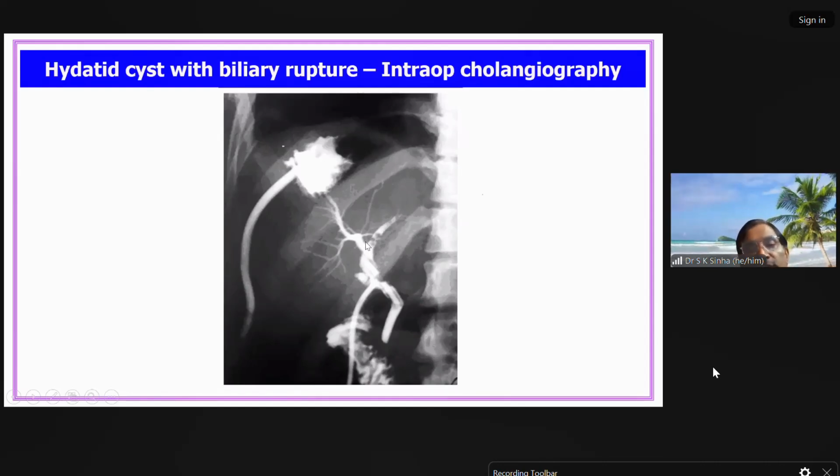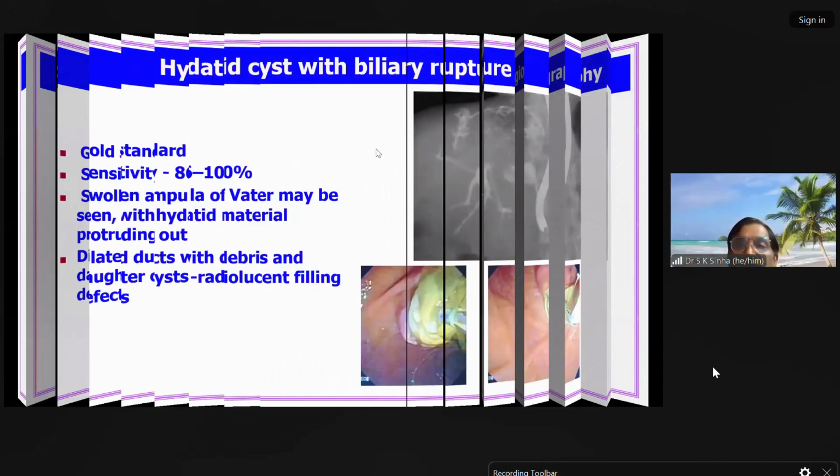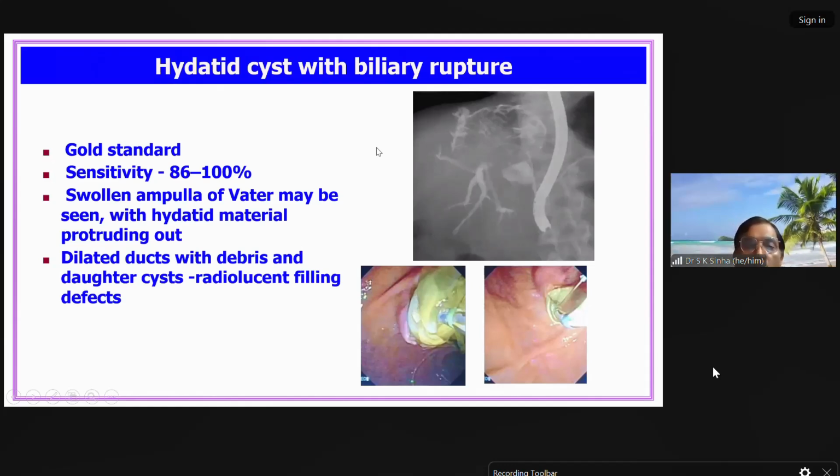So obviously this patient will require ERCP, clearance of the duct, and then placement of a stent, then the T-tube can be removed, and subsequently as drainage decreases, this tube can be removed. So ERCP will be therapeutic. Here, for bile duct biliary communication in hydatid cyst, ERCP remains the gold standard.